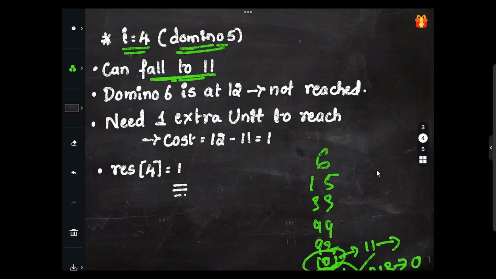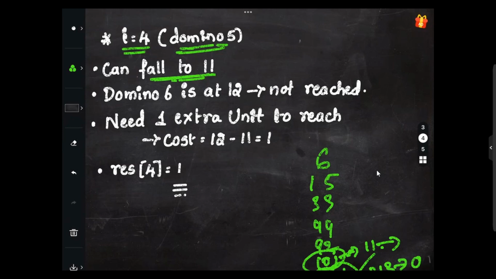So this is not reached. As it is at 12, domino 5 can fall only up to 11. Need one extra unit to reach. So cost is 12 minus 11, nothing but 1. Here we have 12 comma 1, which is 13. Here 10 plus 1 is 11. Domino 6 is at 12. Result of 5 we have got 0, right?